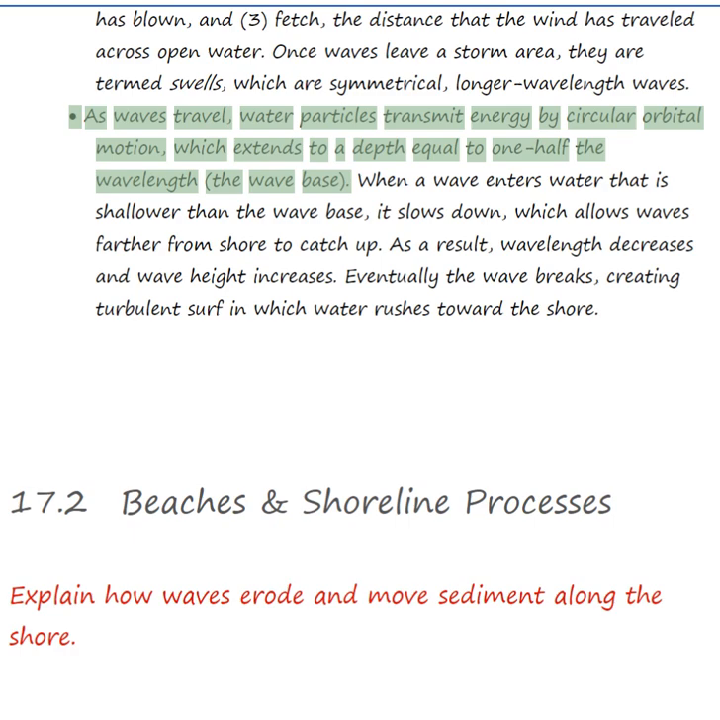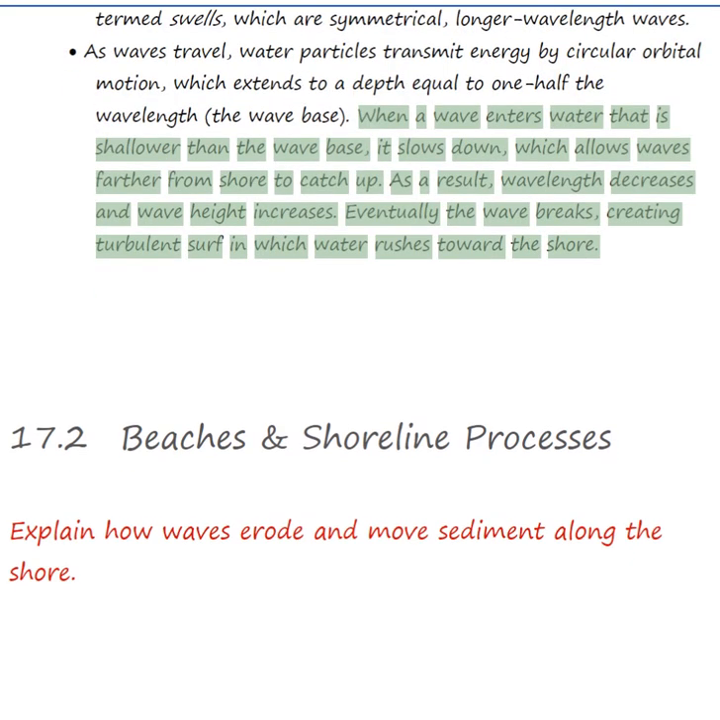As waves travel, water particles transmit energy by circular orbital motion, which extends to a depth equal to 1/2 the wavelength. When a wave enters water that is shallower than the wave base, it slows down, which allows waves farther from shore to catch up. As a result, wavelength decreases and wave height increases. Eventually the wave breaks, creating turbulent surf in which water rushes toward the shore.